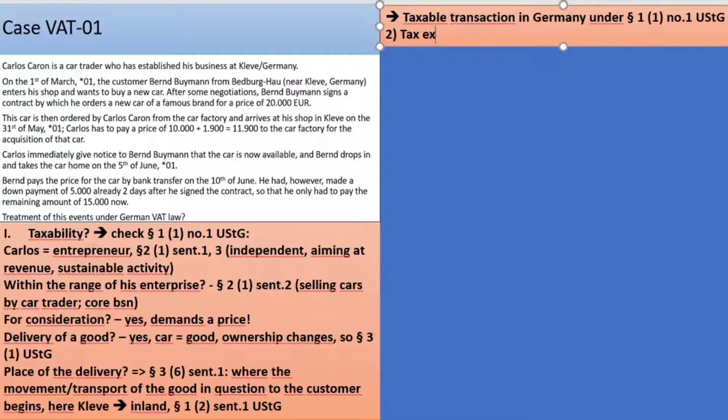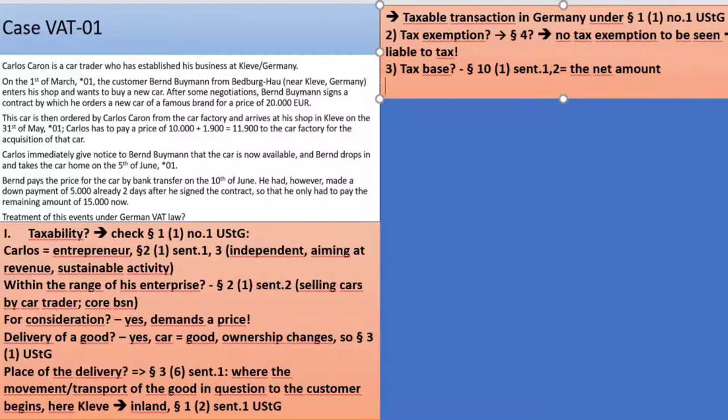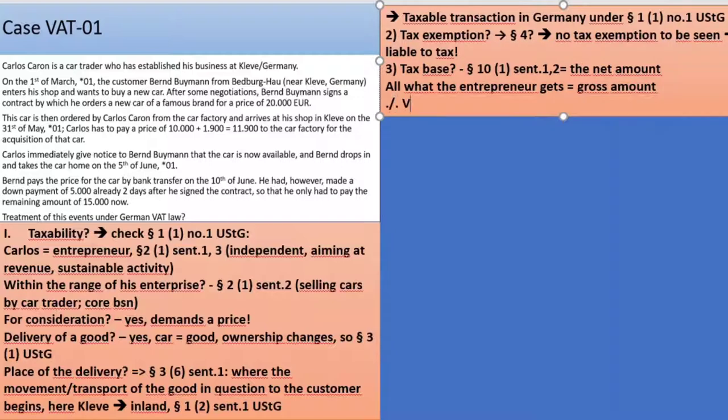The second question is, if there is a tax exemption, that requires to check paragraph 4 of the list of tax exemptions, and there is no tax exemption which could be seen, so it's liable to tax. Then we need the tax base, and under paragraph 10.1, sentences 1 and 2, the tax base is the net amount. That is all what the entrepreneur gets. So the gross amount minus the VAT amount included therein.